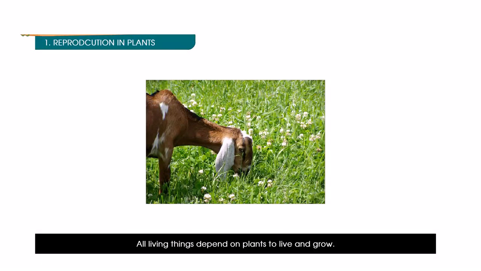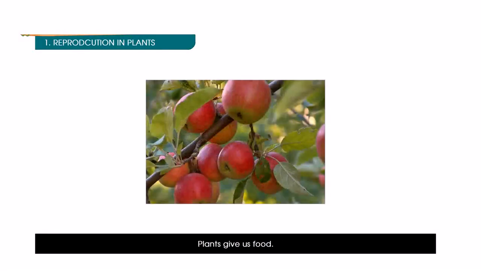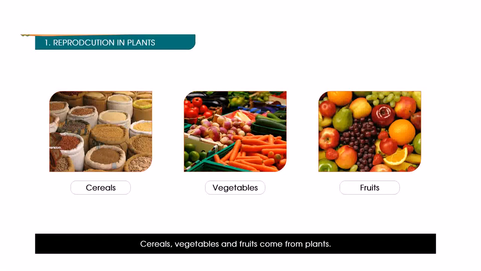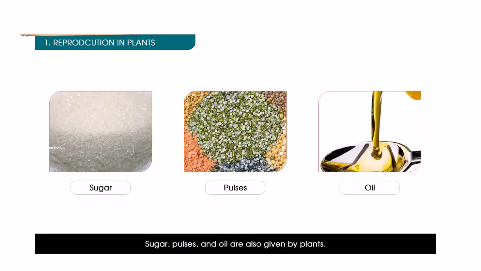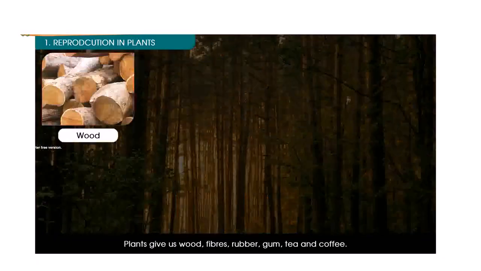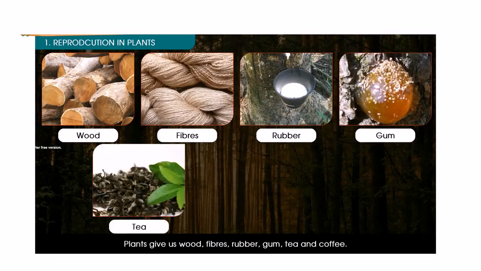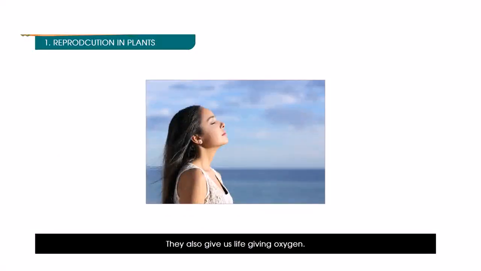All living things depend on plants to live and grow. We get many things from plants. Plants give us food. Cereals, vegetables, and fruits come from plants. Sugar, pulses, and oil are also given by plants. Plants give us wood, fibers, rubber, gum, tea, and coffee. They also give us life-giving oxygen.